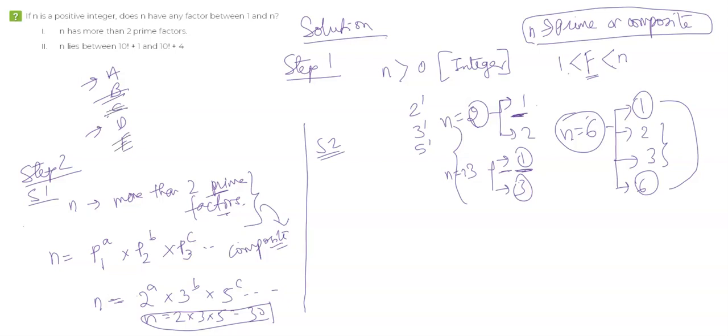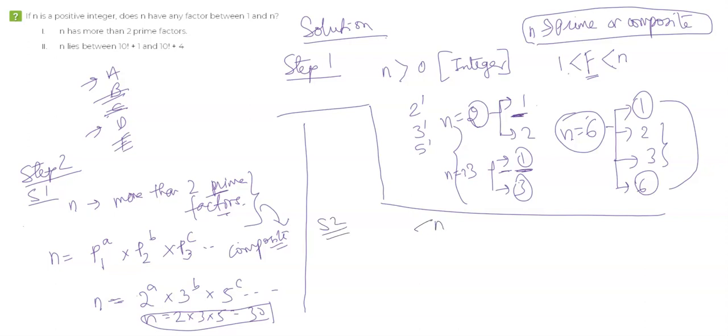Okay. Now let's look at the second statement. The second statement is that n lies between 10 factorial plus 1 and 10 factorial plus 4. Okay, so let me just make some space here and move to statement 2. Let me write it here.